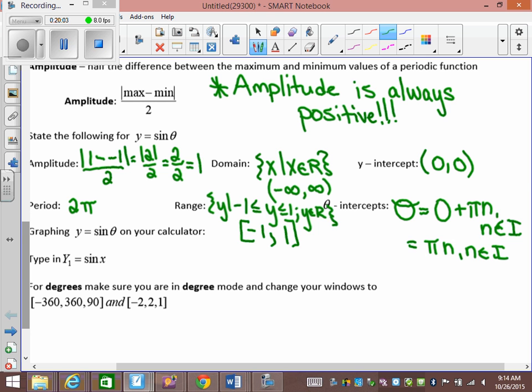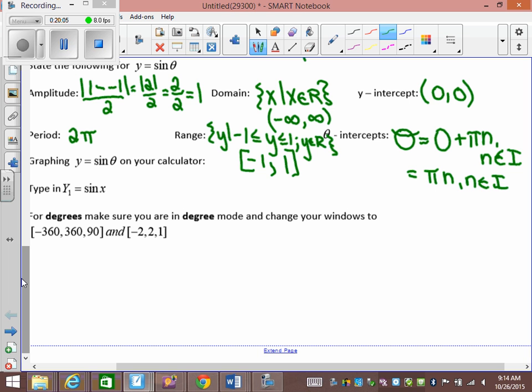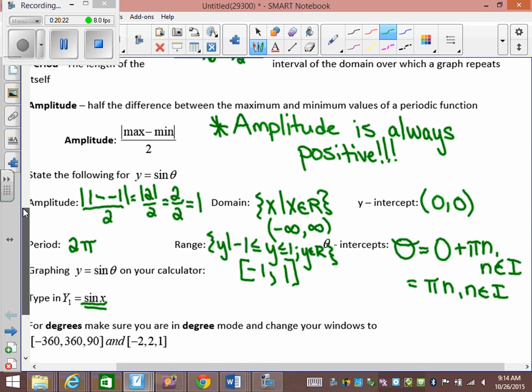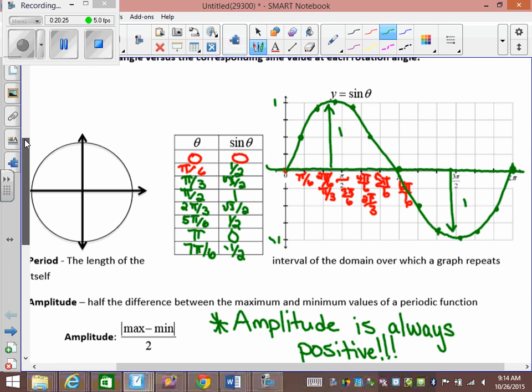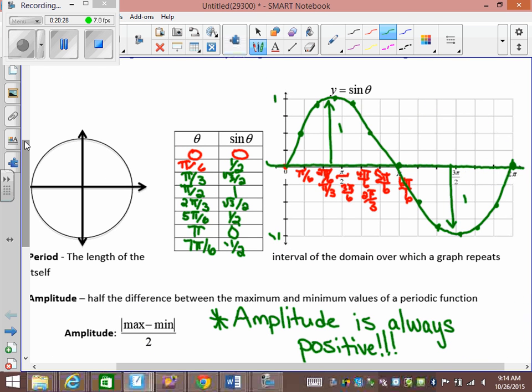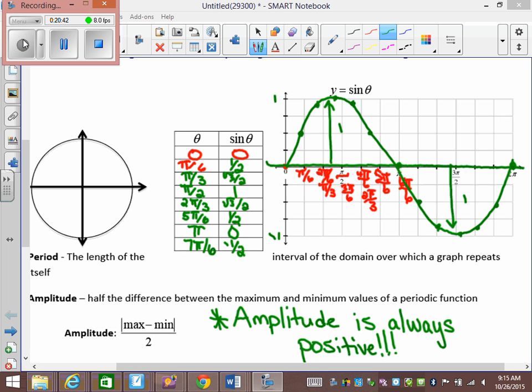So if we want to actually put this into our calculator, we're going to go to y equals, and you're going to put in sine x. Now, depending on what your calculator is, if we want to put this into our calculator, we have to look at our x-axis. Our x-axis is in radian mode or degree mode.